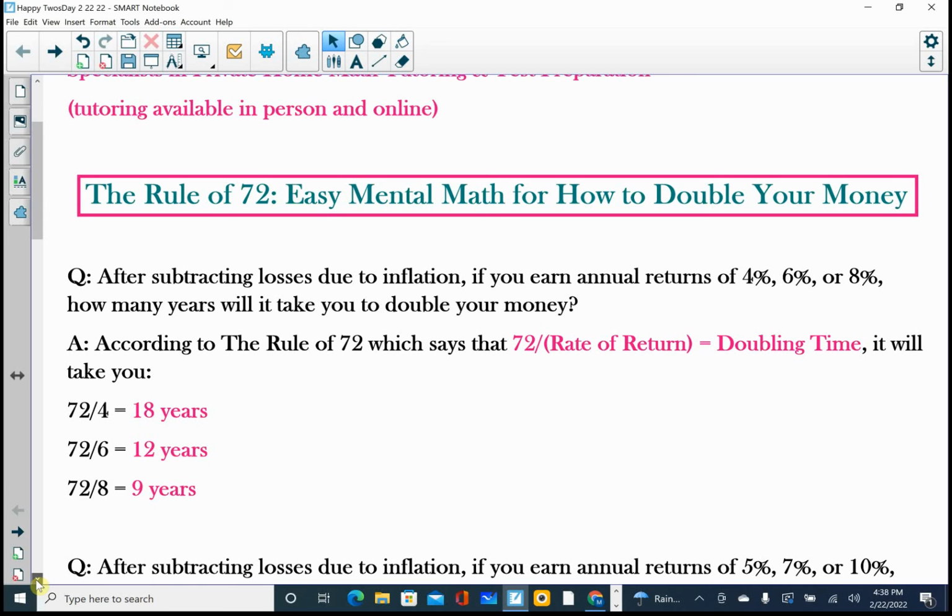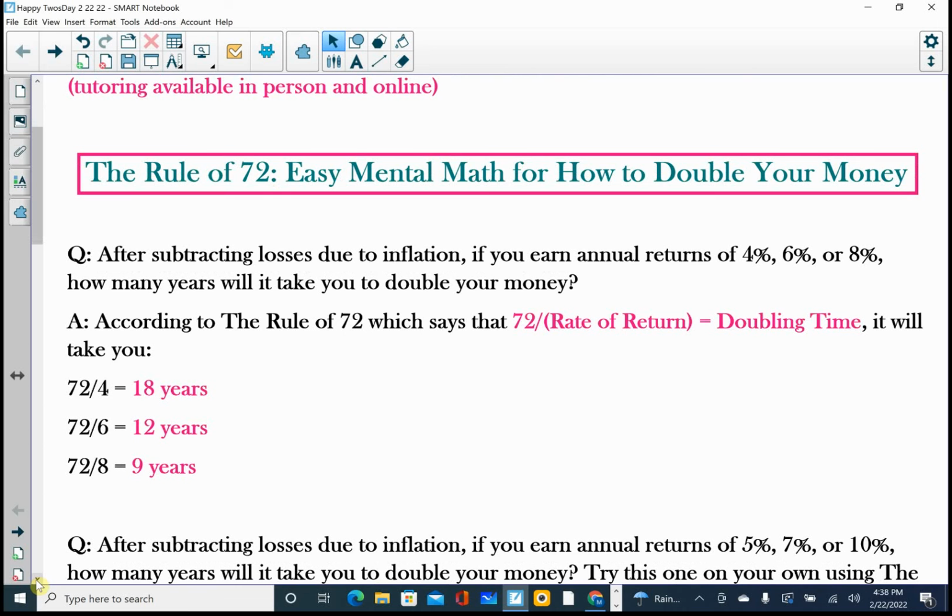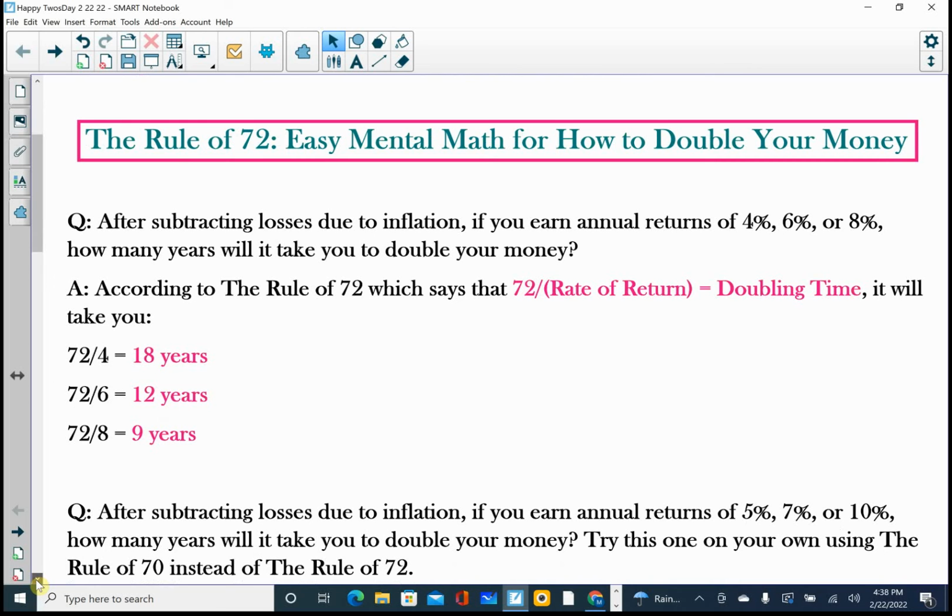So let's say you have different divisibility. Let's say you have numbers that don't go so nicely into 72. You have 5%, 7%, or 10%. Well, those go nicely into 70. So you can adjust this rule very easily to division by 70. If you make 5%, 7%, or 10%, how many years will it take you to double your money now? Try this one on your own using the rule of 70 instead of the rule of 72. Pause the video and come back in a moment and see how you did.